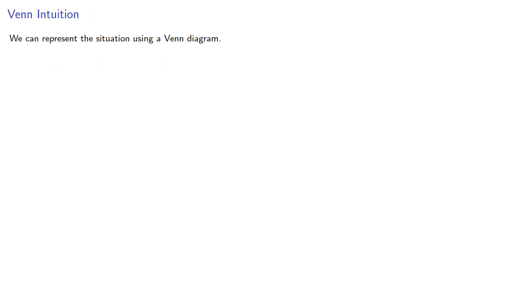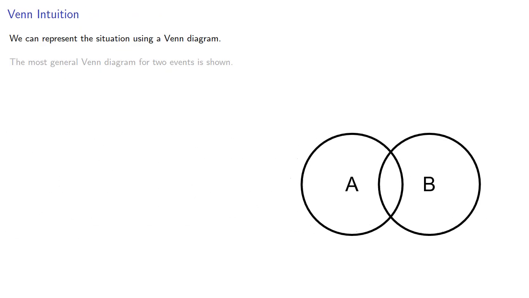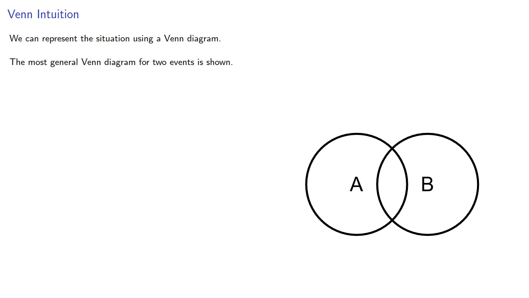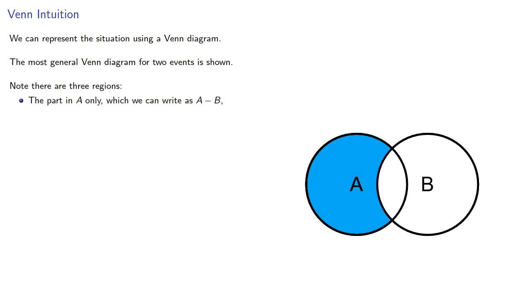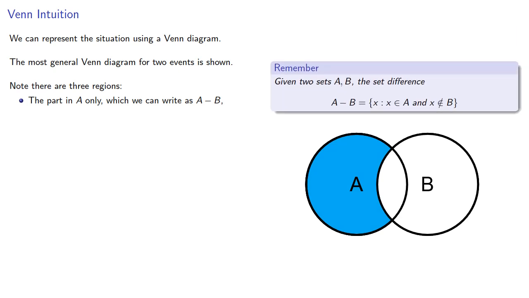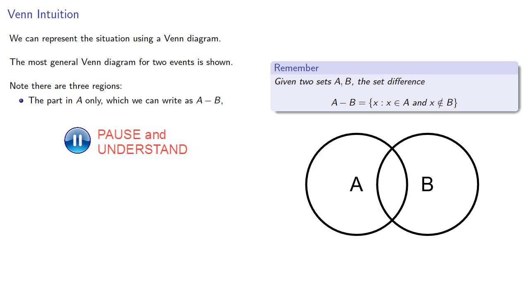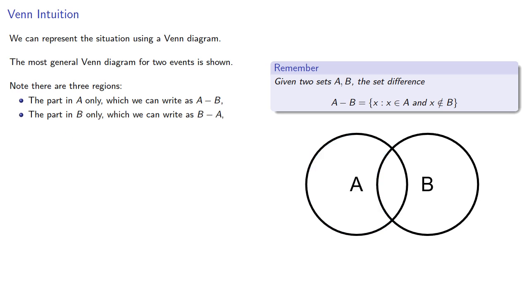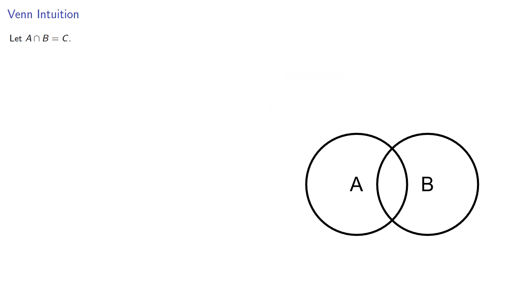We can represent the situation using a Venn diagram. The most general Venn diagram for two events is shown, and note there are three regions. The part in A only, which we can write as the set difference A minus B. Remember, given two sets A and B, the set difference is the set of elements in the first that are not in the second. There's the part in B only, which we can write as the set difference B minus A, and the overlap, which we can write as just the intersection of the two sets.